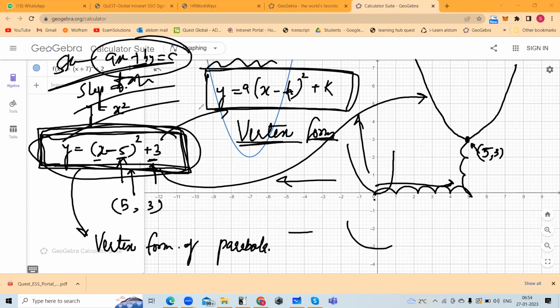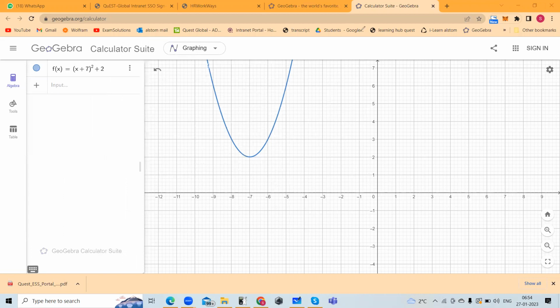Very good. In the same way, you have different representations of the parabola. One is called the vertex form, y equals a times x minus h whole squared plus k. Remember this form. The second one is called the standard form, y equals ax squared plus bx plus c.